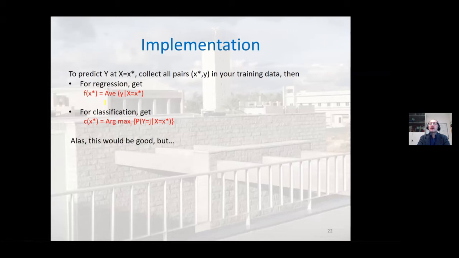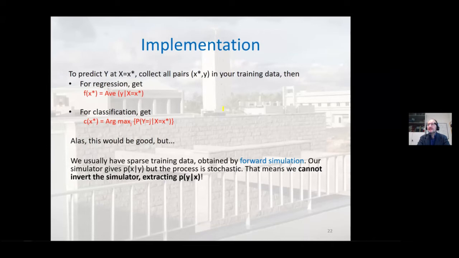So this is what is basically said in this slide. The problem is that we have sparse training data that are obtained by a forward simulation. So there is the possibility for us to simulate events at the particle collider and go through a simulation of hadronization and decays and reconstruction in your detector, but we cannot determine the probability of observing a given event kind.